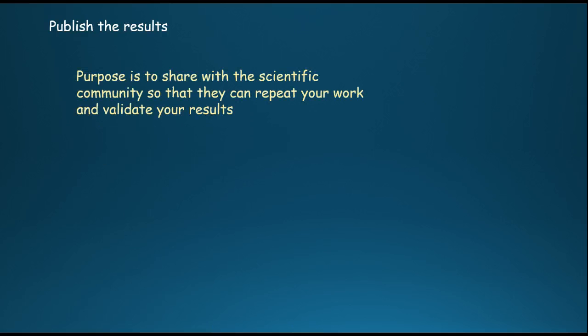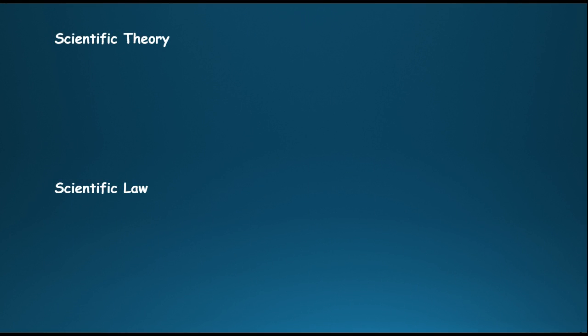Lastly, you're going to publish the results. The purpose of publishing the results is to share with the scientific community so that they can repeat your work and validate your results. When we validate the results, we're saying that this work is authentic, it's true, and you have solved the problem or answered the question.